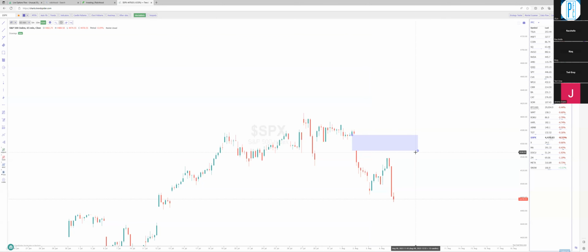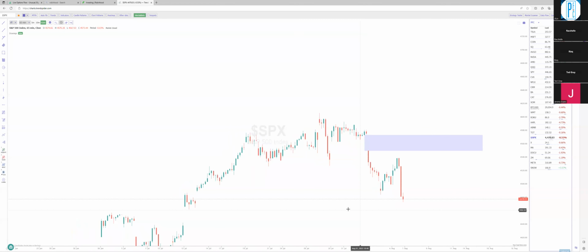This bear gap is still active and valid. The only way this would be invalid is if we break above this candle's high, and that's where it would technically be invalid. So right now it is still a live bear gap, and you can just leave them on your charts.